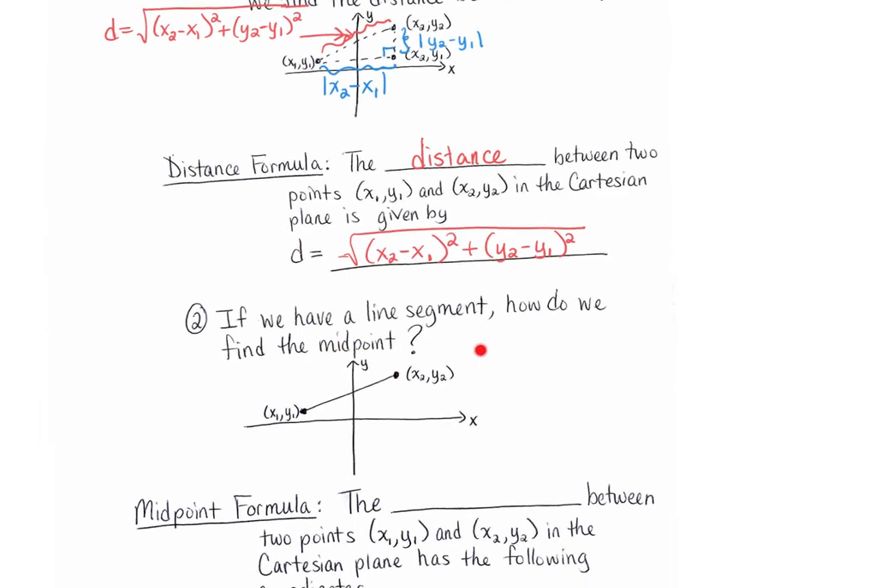If we have a line segment, how do we find the midpoint? So in other words, if you have 2 points here, how do you find the point that's right in the middle? Cut in half. Cut what in half? The 2 points. How do we write that mathematically?